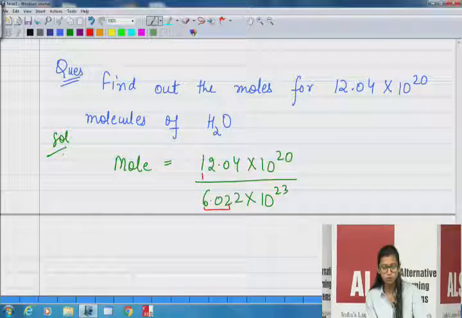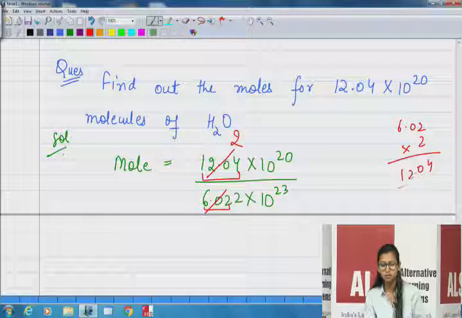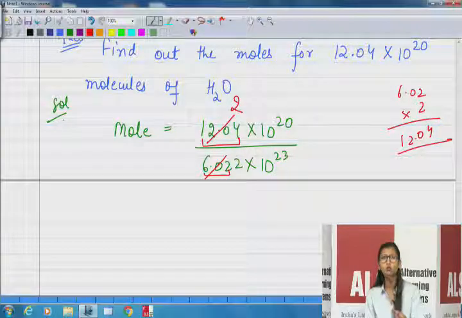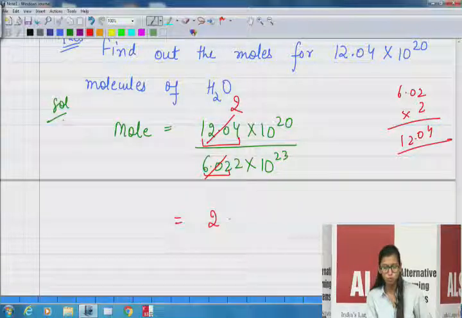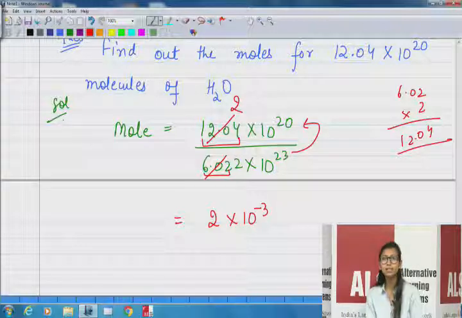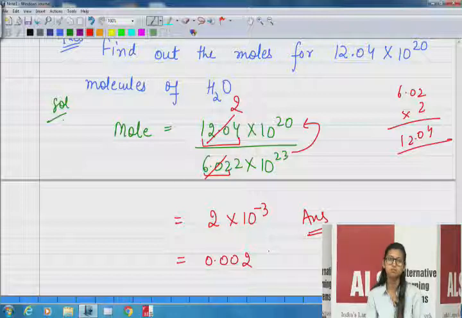It's 6.02, it's 12.04. Just cut it out with the 2, okay? If you multiply 6.02 with 2, what will you get? It's simply 12.04. So just cut it out with the 2. This type of rounding off you can do on your own. And what will happen over here? It's 2, or even if you want, you can write 2.02, okay? I am using only the 2. If you want, you can write that, which is also correct, which the student has written. 10 to the power minus 3, because this unit will go above. So 10 to the power 20 minus 10 to the power 23, you will get this. This is the answer. And if I want, I can write it like this, 0.002. This is the answer.